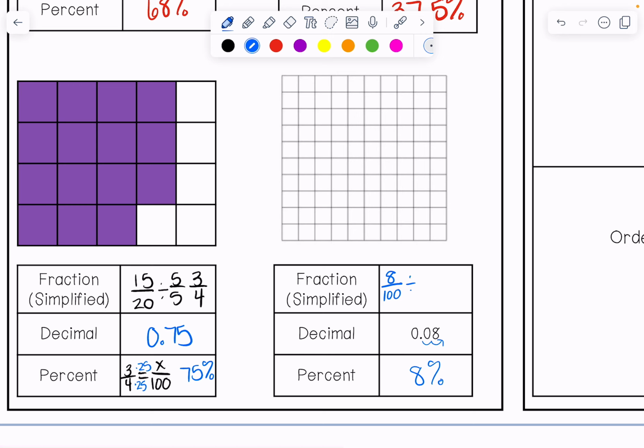When I look at 8 and 100, I notice that they're both even, so I could start by dividing by 2. I also happen to notice that 4 will be a common factor of both of those numbers as well. So 4 will go into 8 twice, and 4 goes into 100 25 times. So my simplified fraction is 2/25. And then for the picture, because we have 100 squares, I'm going to shade in 8 because of that 8%.